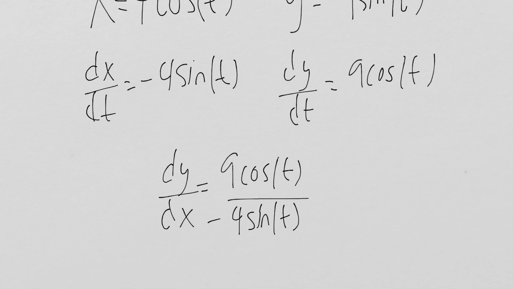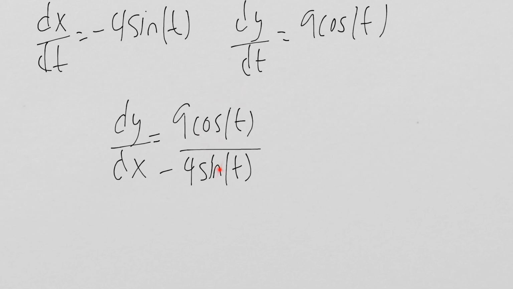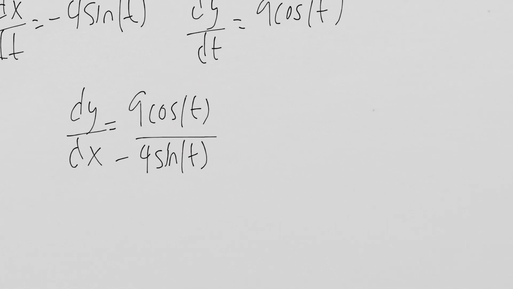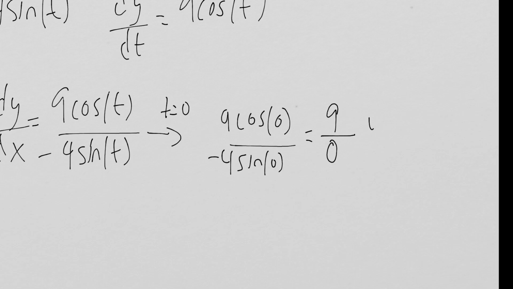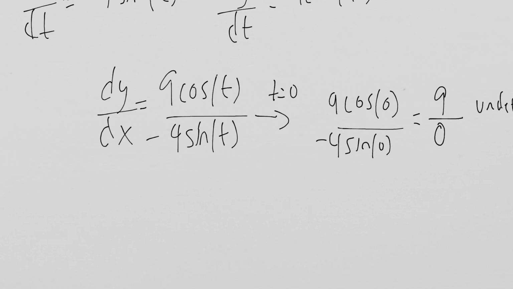Going to leave it like that because when we think about t equals 0, t equals pi over 2, t equals pi over 4, it's going to be easier if we just leave it in terms of cosine and sine rather than cotangent. Let's do 0 first. So we have 9 cosine of 0 divided by negative 4 sine of 0. Cosine of 0 is 1 times 9 over, well, sine of 0 is 0 times negative 4 is still 0. So at t equals 0, our slope is undefined, which would tell us we have a vertical tangent line at time t equals 0.